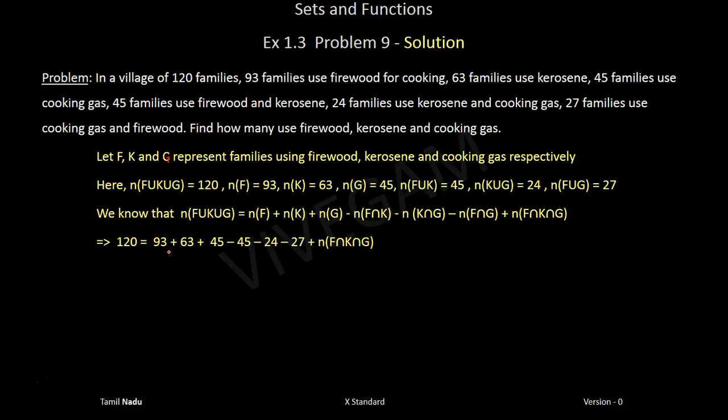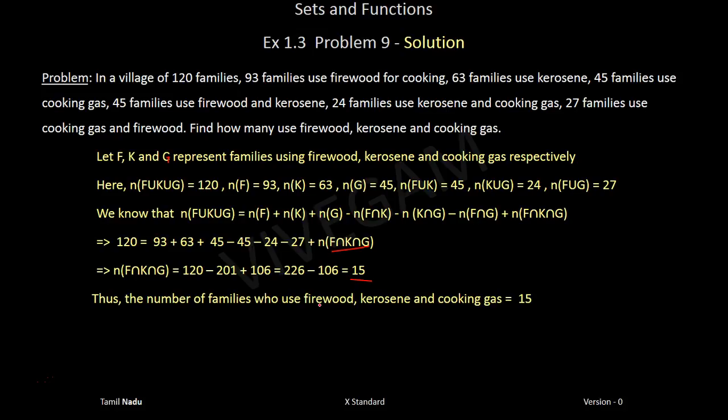Now n(F) is 93. Substituting all these values, you are left with n(F intersection K intersection G), which will be 120 minus 93 minus 63 minus 45 plus 45 plus 24 plus 27. So add up: 45, 60, 80. If you simplify this, you will finally get 15. So the number of families who use firewood, kerosene and cooking gas is 15.